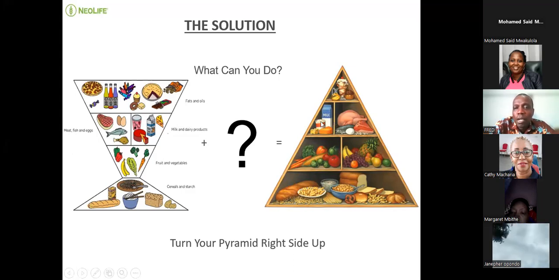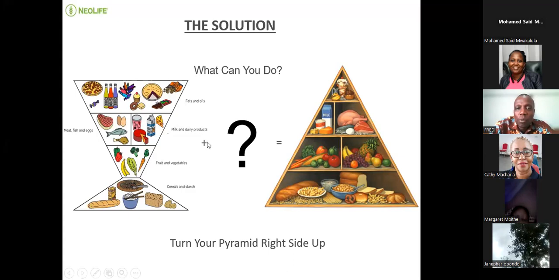Then you should minimize the amount of red meat that you're taking. Take meat 2 to 3 times a week, and in small amounts. In fact, Dr. Fatma was telling us that a quarter kilo of meat should be eaten by 12 men. Then fats and sugars: you should take a teaspoon of fat and a teaspoon of sugar per day. That's the requirement. That's what your body needs.